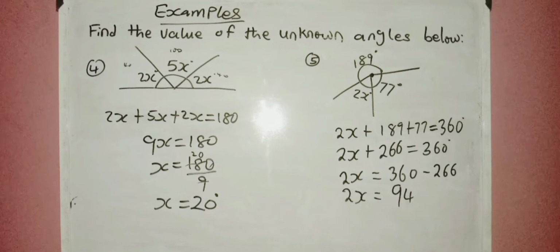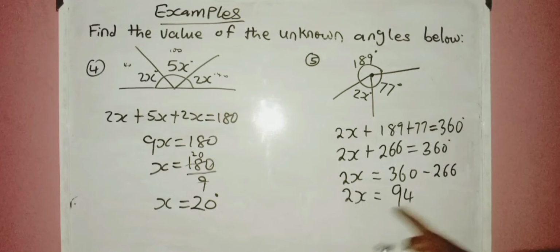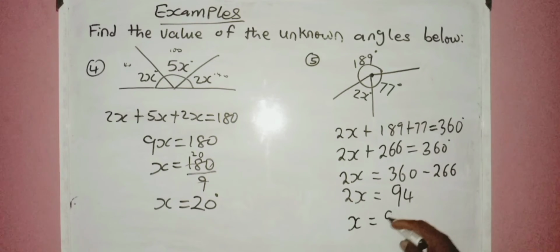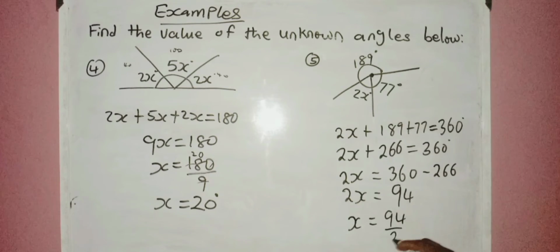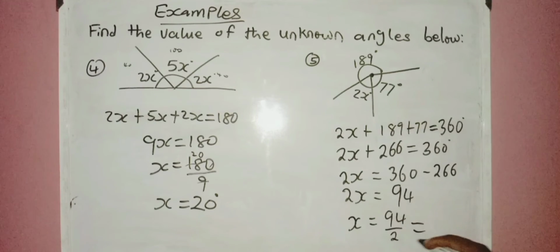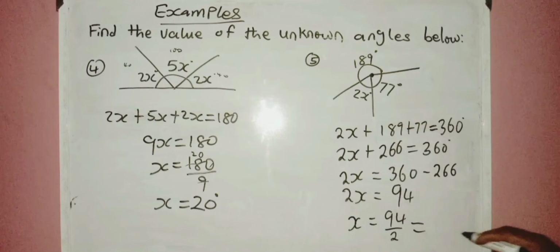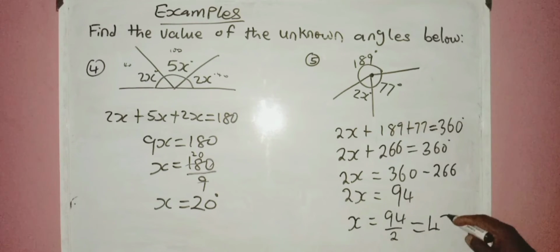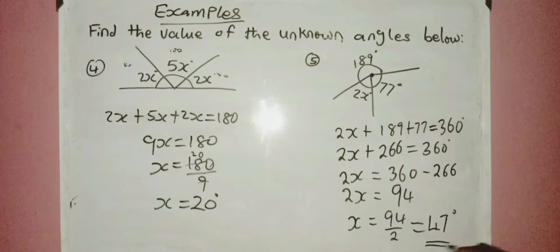Then what we do next, we divide both sides by the coefficient of x, and the coefficient of x is 2. So x will now be equal to 94 over 2. So 2 divided into 9 will give us 4. Remember, 1 put in here, 2 divides 14, that will give us 7. So the answer is 47 degrees to this question. So I believe this is quite clear. Hope this is quite easy for you to do. Maybe you can play the video again and watch it once more to be able to understand it.